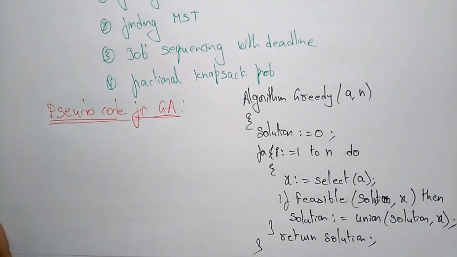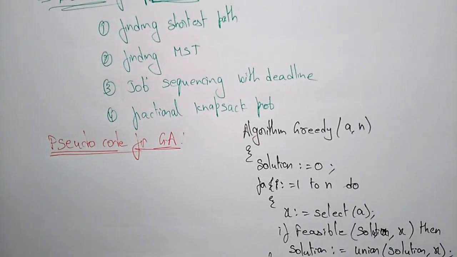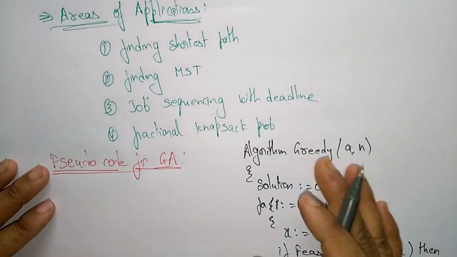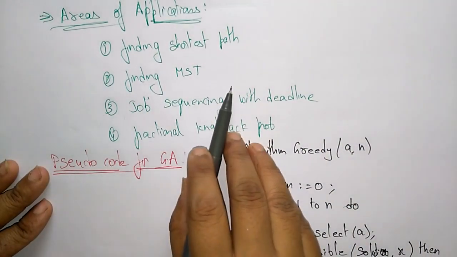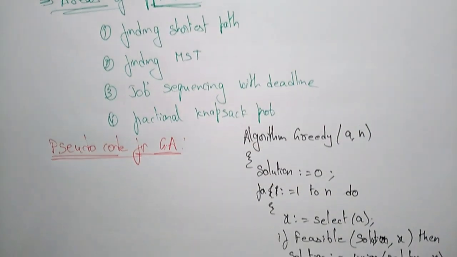Okay, so this is the pseudocode for the greedy algorithm. In the next video, we will discuss each and every application: finding shortest path, finding minimum spanning tree, job sequencing with deadline, and fractional knapsack problems.